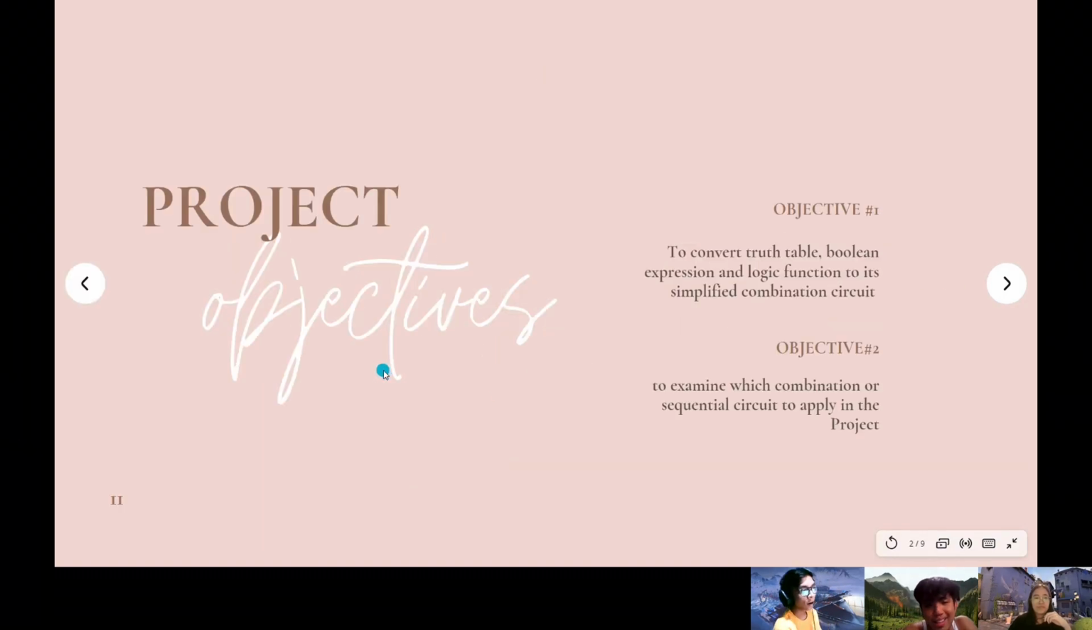So, for our first objective, we will convert a truth table, Boolean expression, and logic function to its simplified combinational circuit. And lastly, we will examine which combinational or sequential circuit to apply in the project.